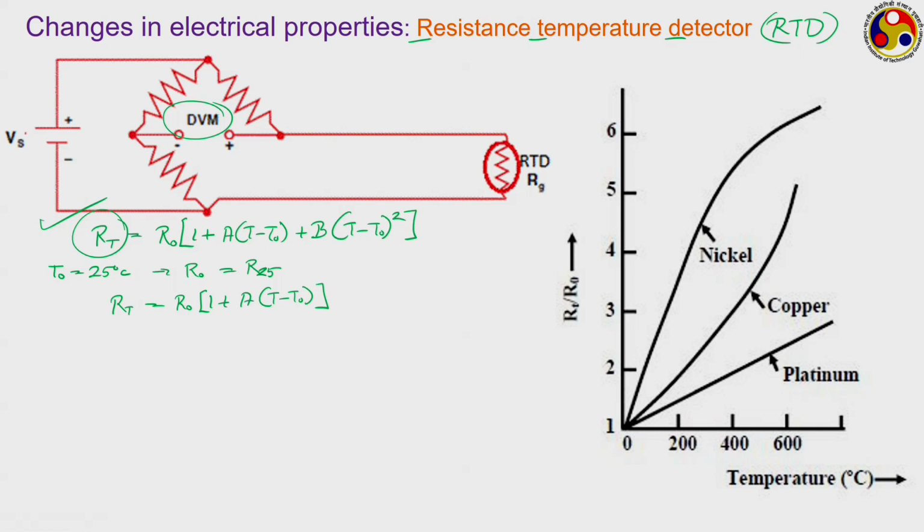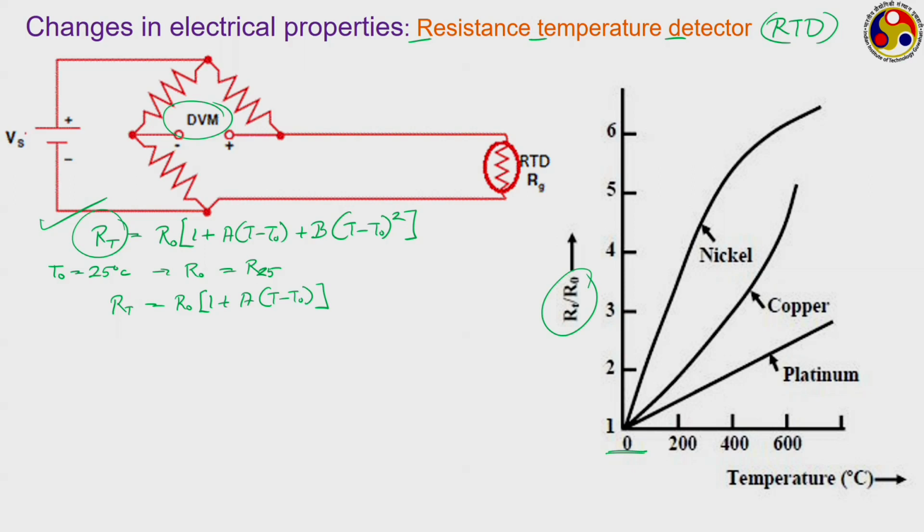These are some of the common materials and their resistance behavior. You can see platinum is having a quite linear profile. The resistance is changing here. Look at this, here we have plotted just RT upon R naught, and temperature, of course, in this graph the 0 degree Celsius is shown as the reference, but commonly we take 25 degree Celsius.